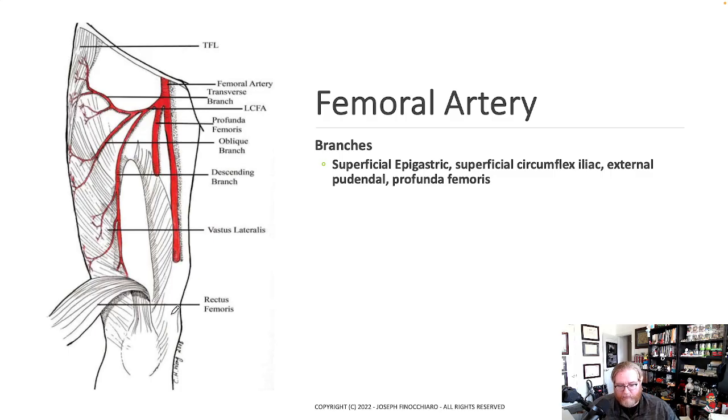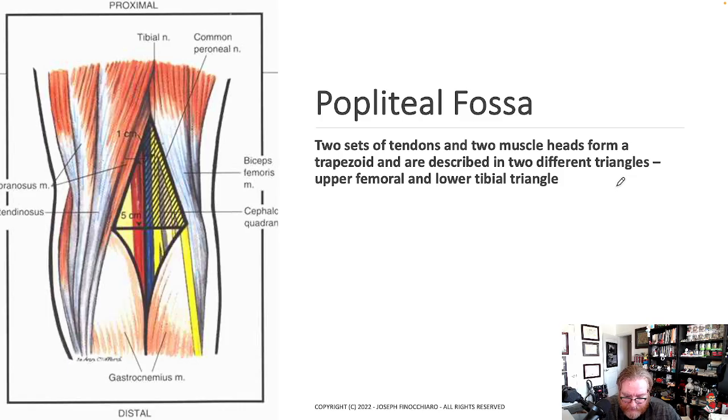Now, there are branches of the femoral artery: superficial epigastric, superficial circumflex iliac, external pudendal, and profunda femoris. All I can tell you is, have fun memorizing them. They sound like they should be higher, but the profunda femoris gives it away for you, and you just have to know that the superficial circumflex iliac is a branch of the femoral artery. It's not part of the iliac anything.